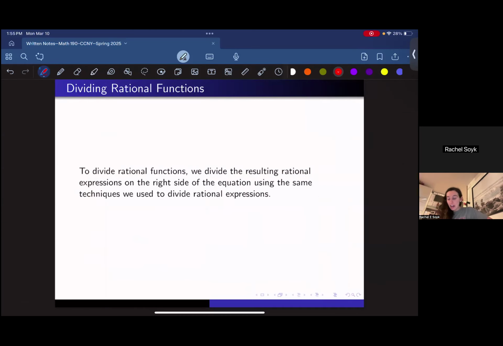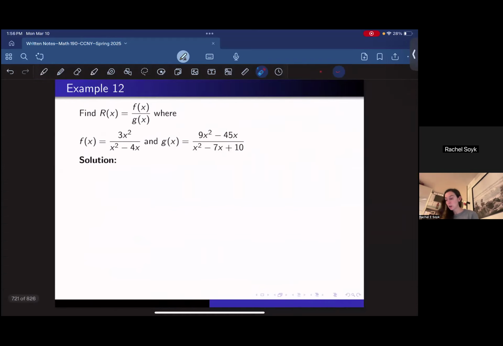Okay, we're almost near the end. We have dividing rational functions. So to divide rational functions, we divide the resulting rational expressions on the right side of the equation using the same techniques that we did before when we were dividing rational expressions. So really utilizing and honing in on that whole keep, change, flip. We're going to put this all under one fraction. We're dividing. We have f of x divided by g of x.